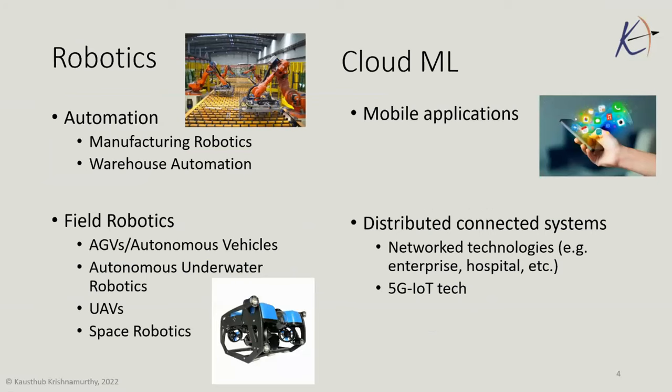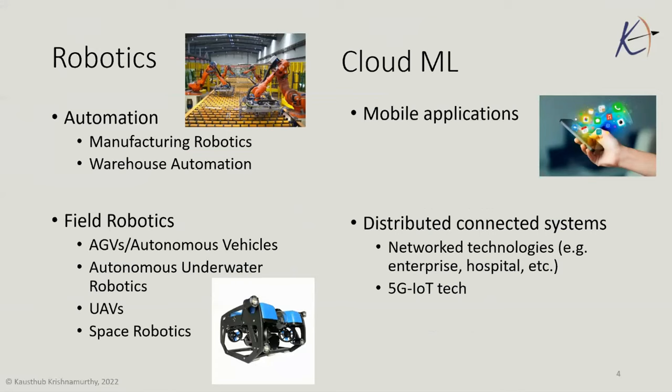I just want to look at the two sides of deep learning in my mind, or at least in my experience. One side is cloud ML, which a lot of people will be really familiar with: distributed connected systems and mobile applications that are continuously connected and are able to serve models remotely on a server to an application endpoint. And the other side is robotics, which I've spent more of my time in.